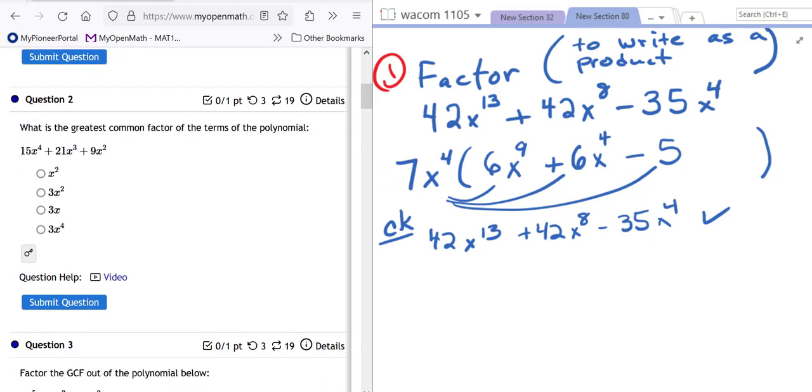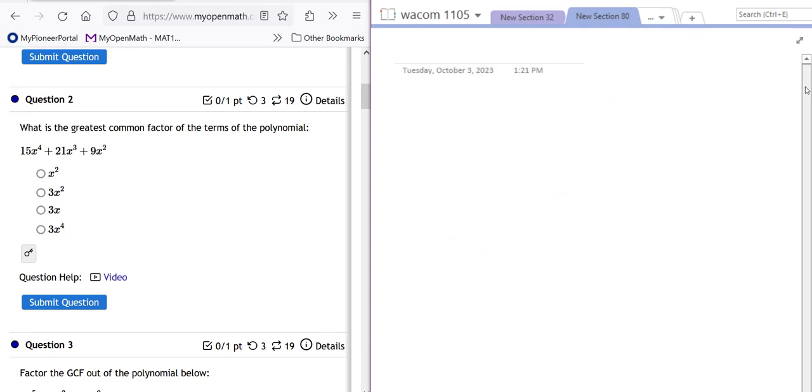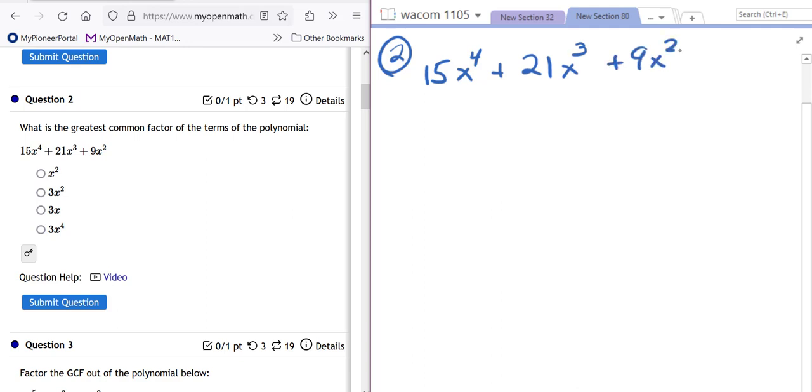Oh, they're going to give us a multiple choice. And this one really should have been with those others at the beginning. All they're asking us to do is find the GCF. So we have 15 x to the 4th plus 21x cubed plus 9x squared. Find the GCF. So it's not a factoring question.